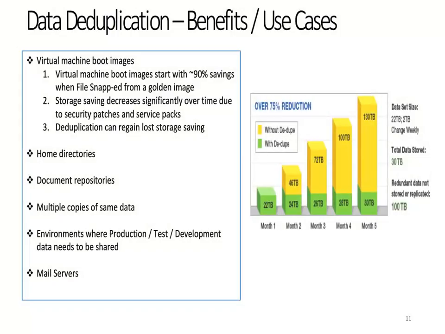Data deduplication is primarily useful in image servers where multiple boot images are stored, home directories where multiple users may share similar sets of files, document repositories, and mail servers. The graph on the right helps you determine the amount of space savings that you can achieve month over month by using this feature.